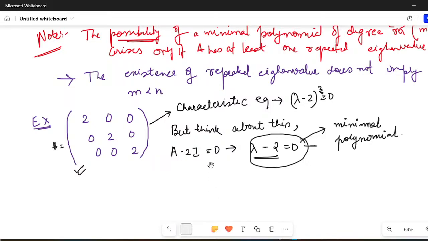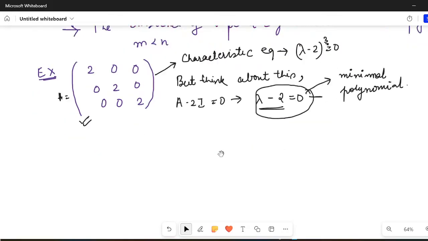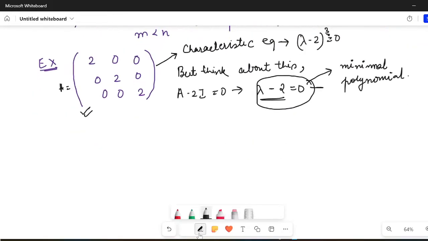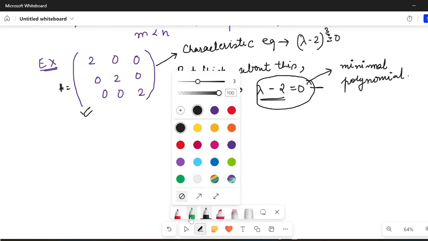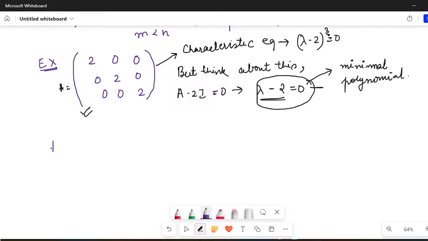Again, let us take another example. I'm right now supplying you the minimal polynomial because I just don't want to make it more rigorous. I just want to explain a definition right now. We'll discuss all these things when we come to diagonalization. Okay, now let us take another example.